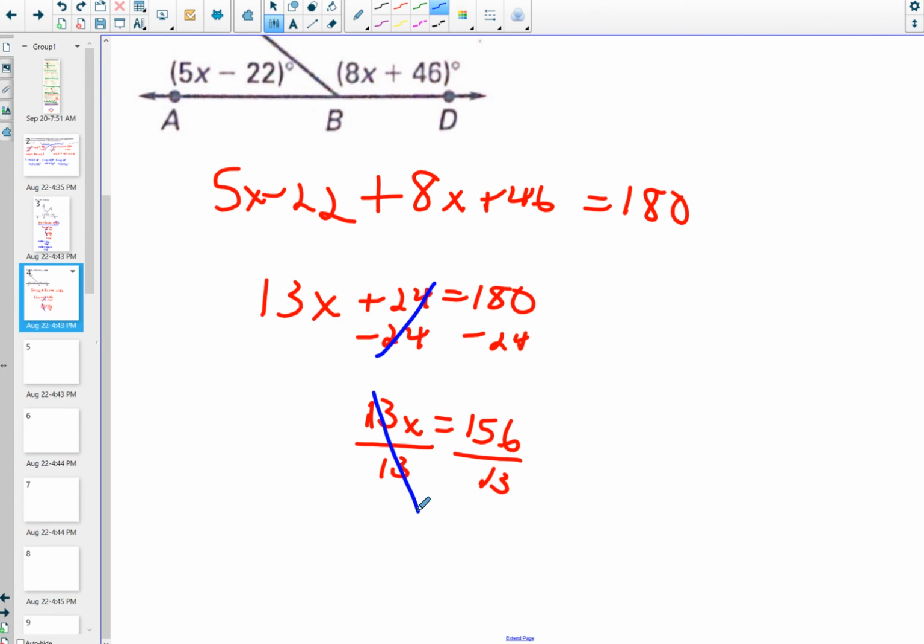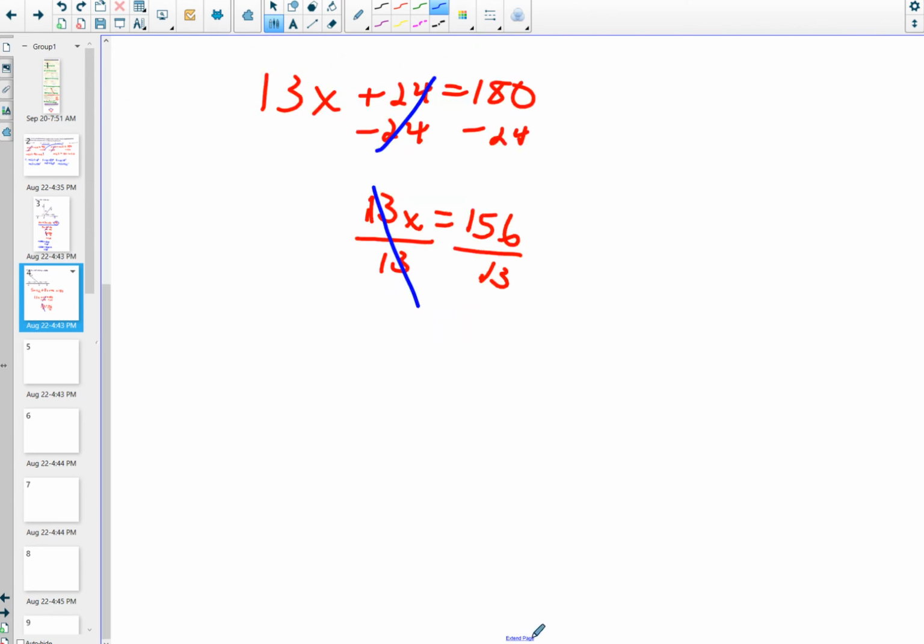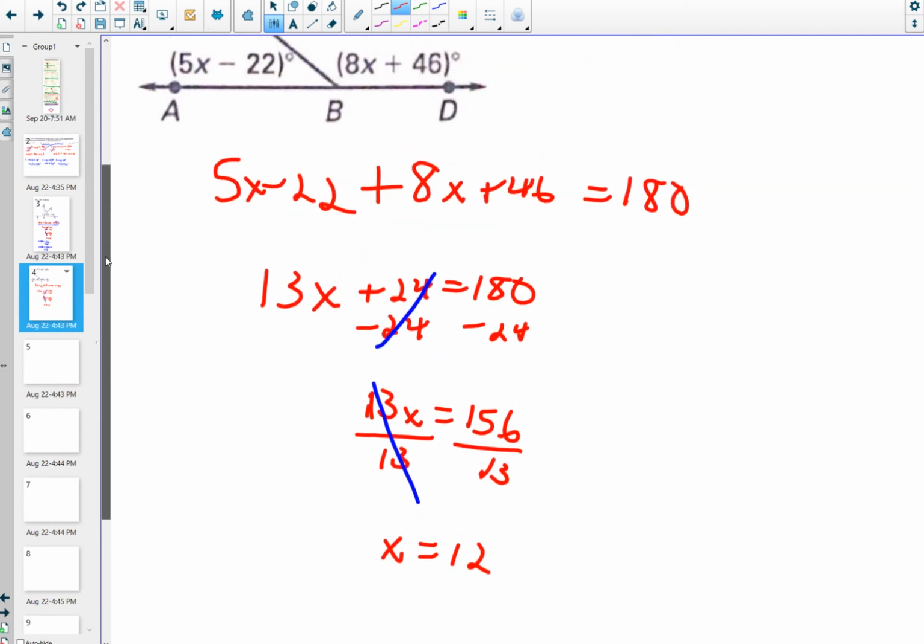Jamal, you want to do it in your head? Isn't that 13? I think it should be 12. 156 divided by 13 should be 12. Did I get that right? Yeah. 4 out of 5 Jamals agree that it's 12. That other Jamal is the sneaky one.